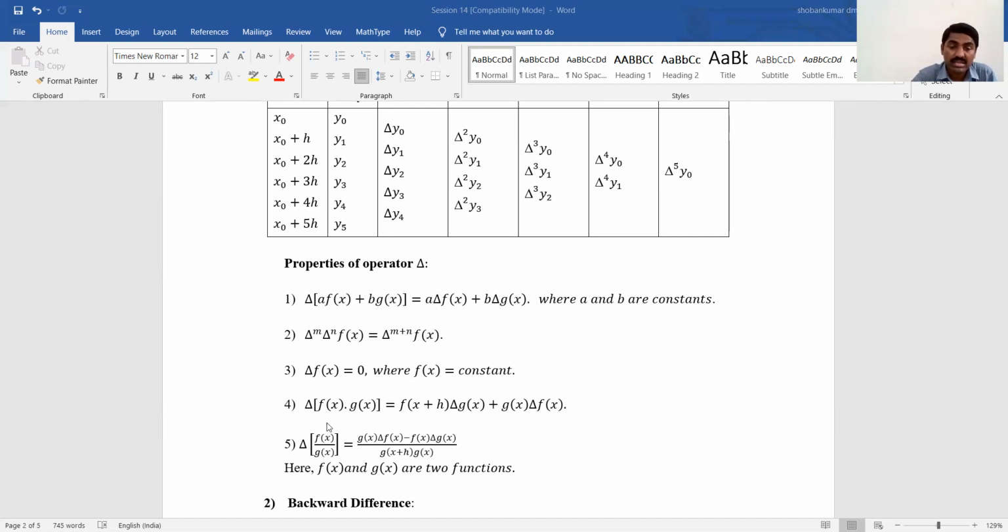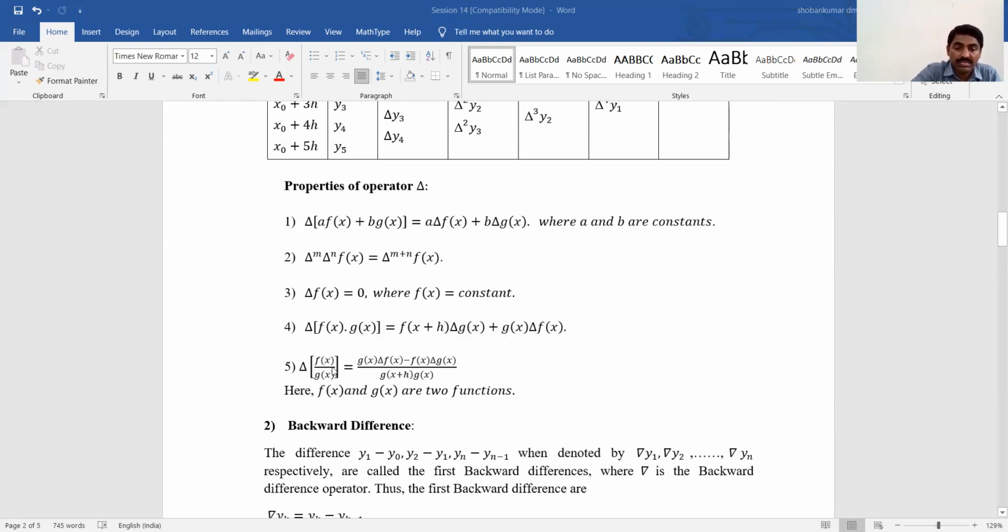And another one: delta of f of x into g of x. You should remember, delta of f of x into g of x is defined as f of x plus h into delta g of x plus g of x into delta f of x. And the last property is delta of f of x by g of x is equal to g of x delta f of x minus f of x delta g of x, divided by g of x plus h into g of x. Here f of x and g of x are two functions.